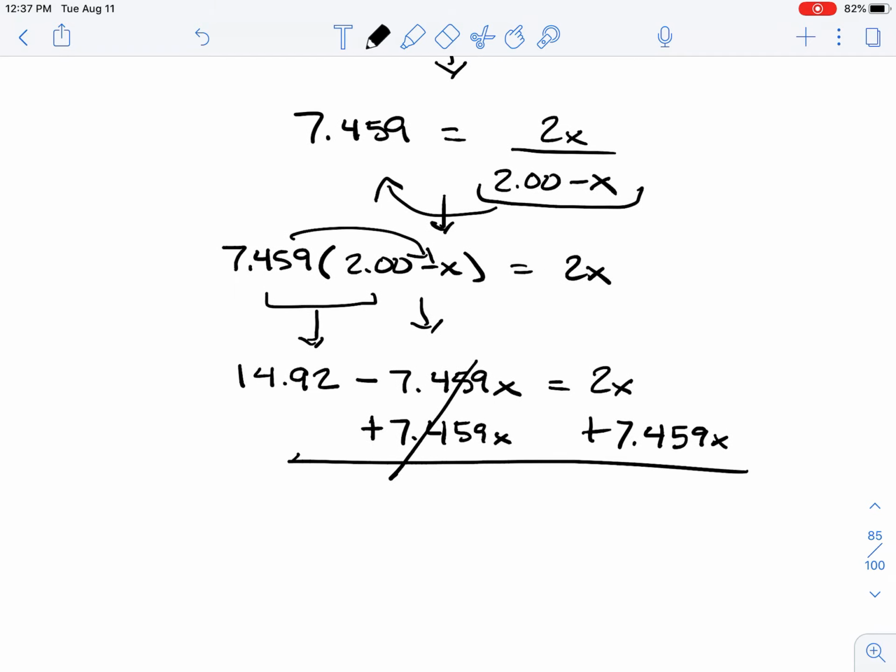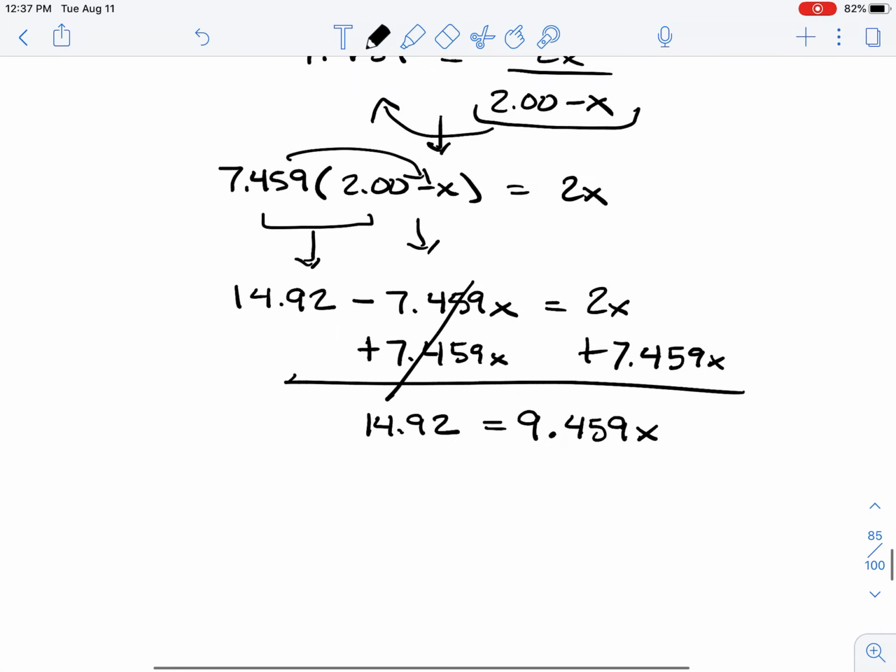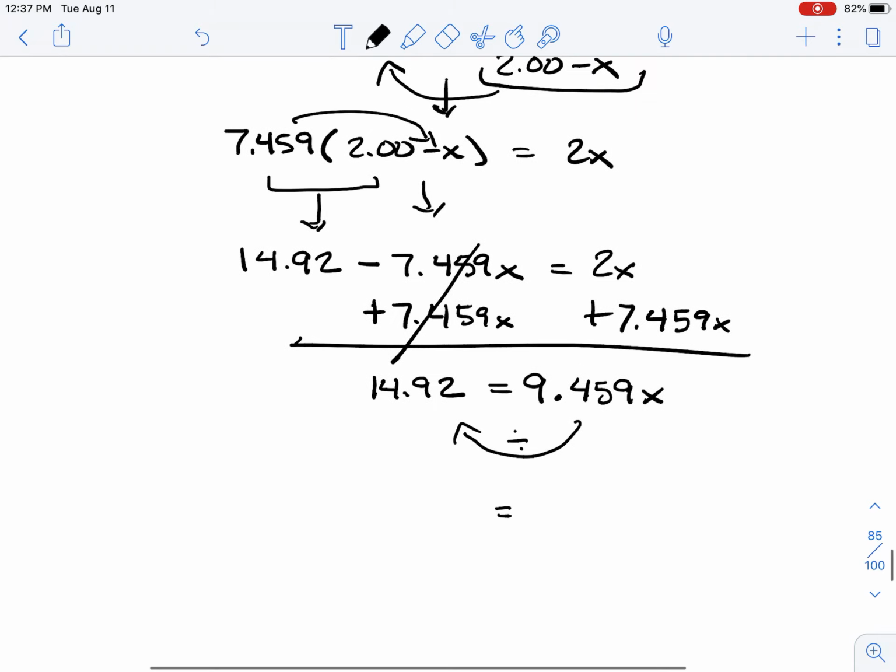And so that's going to leave me with 14.92 equals 9.459x. And so I'm going to go ahead and divide this to the other side. And so therefore x is going to give me 14.92 divided by 9.459. So that's going to give me 1.577. Okay.